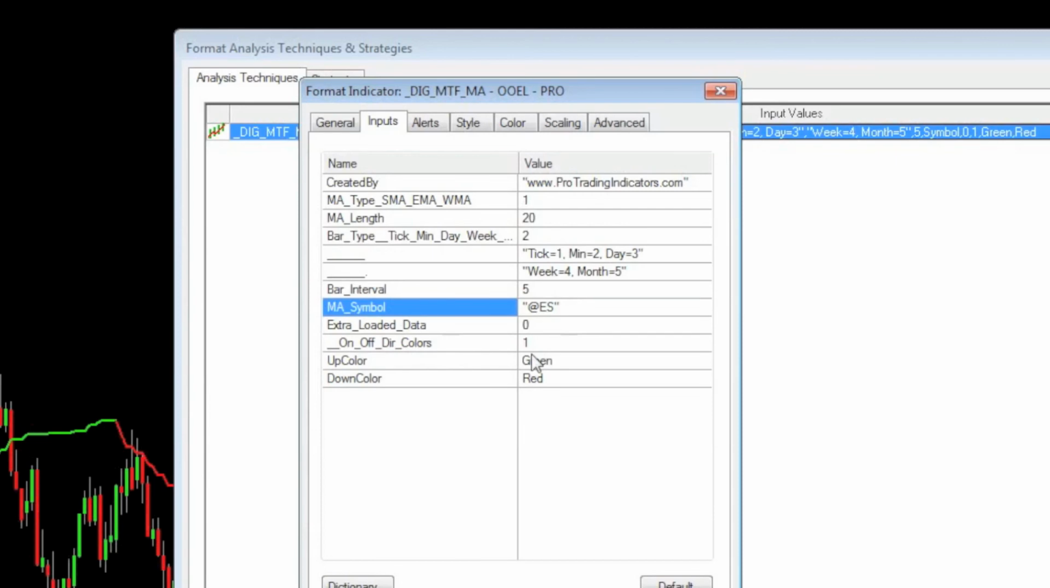Down here you can turn off the color feature on the indicator, so 0 is off, 1 is on. And the last two inputs are the direction for the color. So if you've got an uptrend, right now it's green, you can make it any color you want. Downtrend is now red, but you can make that any color you want as well.